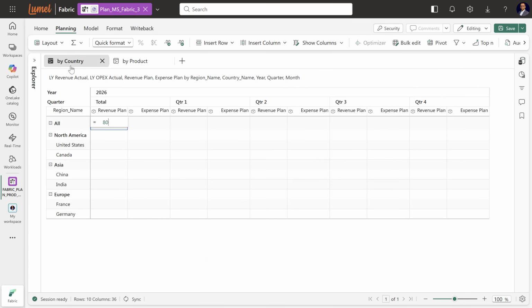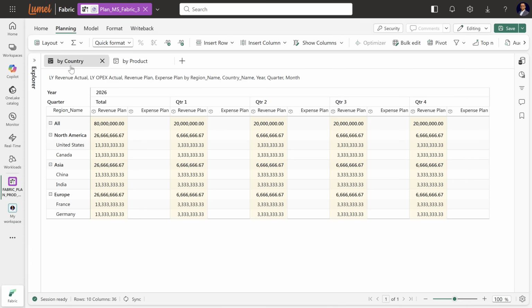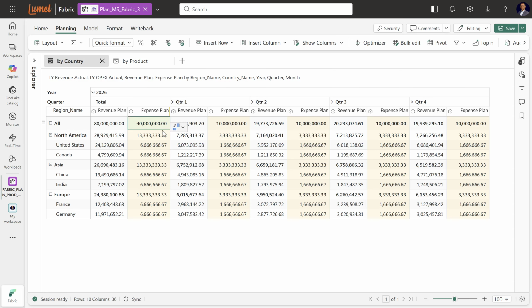Switching back to the Country app, let's input $80 million as our total revenue plan, and then distribute this value by the weights of last year's actual revenue. Now, let's input $40 million as our total expense plan.